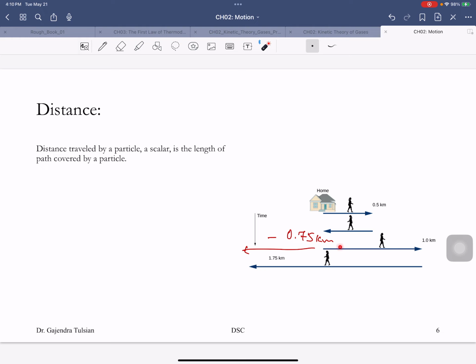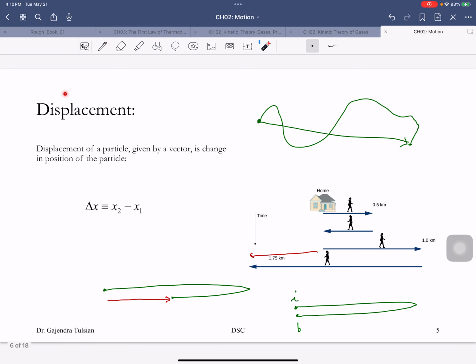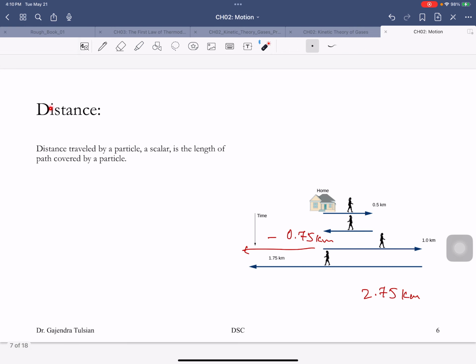Distance, on the other hand, is the distance you traveled, and in this case, the distance you traveled is 2.75 kilometers. So displacement is a vector, distance is a scalar. Okay, so for this journey, that was the displacement, and this is the distance traveled.